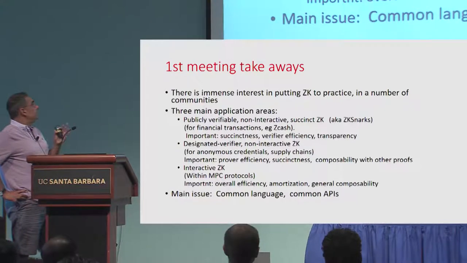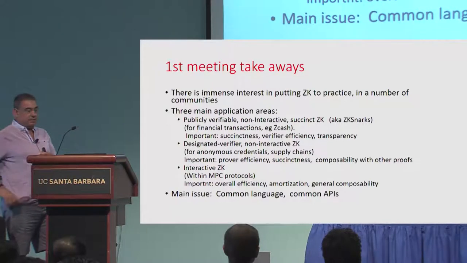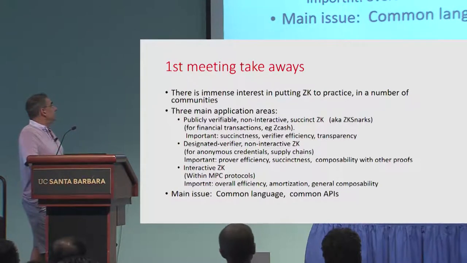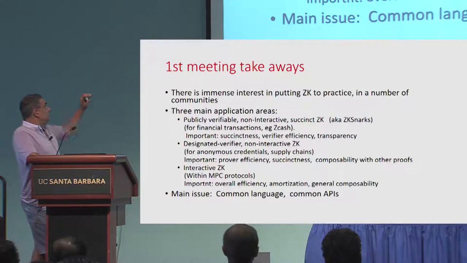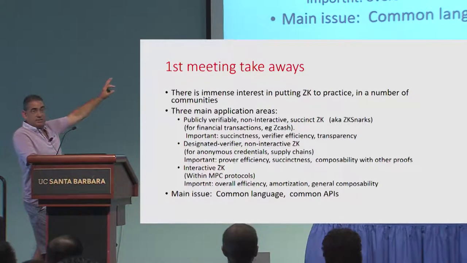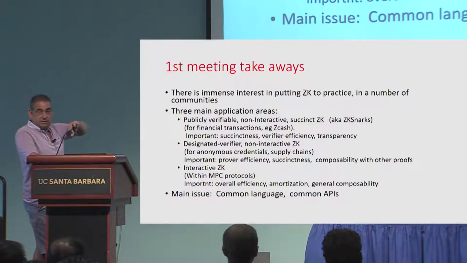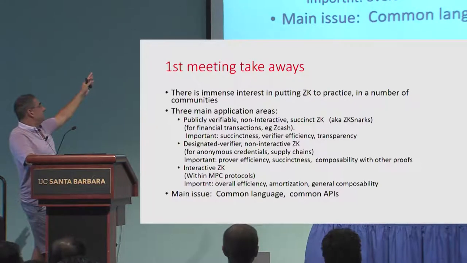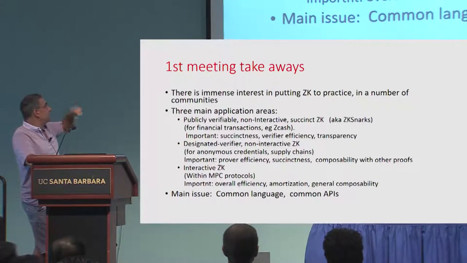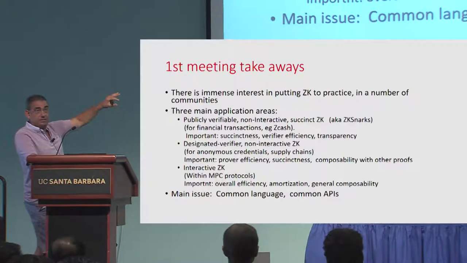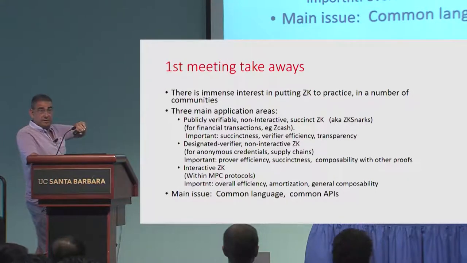And then there were three main application areas that we came up with. I think this was one important first step. So one is publicly verifiable non-interactive succinct zero knowledge, like zero knowledge SNARKs. And this is for financial transactions, blockchains, Zcash, for instance. What's important for those applications is succinctness and verifier efficiency, because the verifier is everybody, all the miners, and transparency. In particular, the reference string, et cetera, should be transparent.